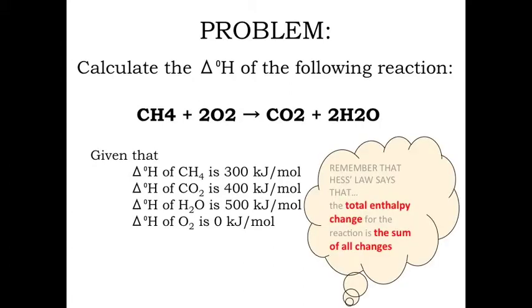Before jumping into the problem, we have to remember that Hess's law says that the total enthalpy change is the sum of all changes. So, does that mean we just have to add everything up? Well, not quite. We're actually going to have to do a couple more steps in between before we can just add up to find the total enthalpy.